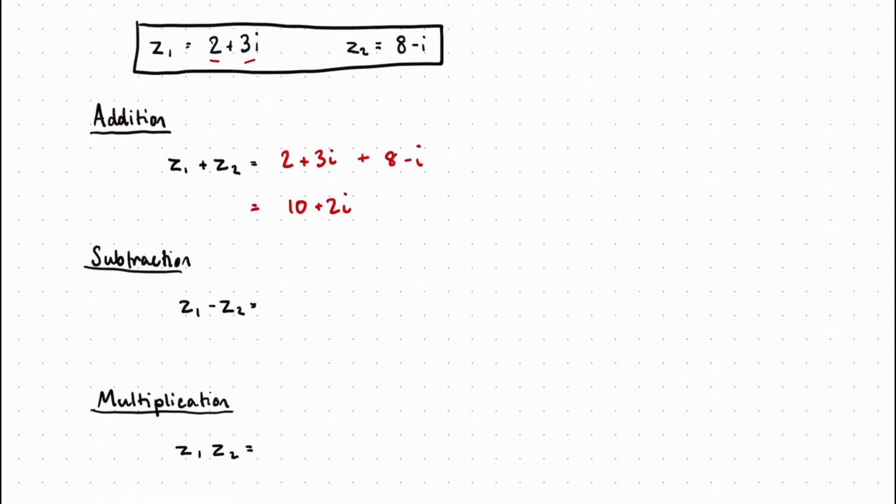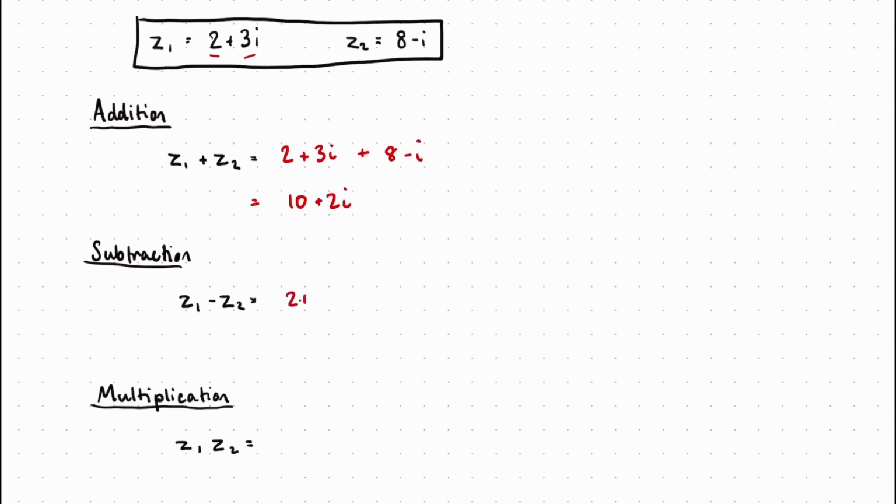Same with subtraction. So when I do 2 plus 3i minus, I'm just going to put this in brackets, 8 minus i, because I'm minusing all of 8 minus i, so I've got to remember what's going to happen with my double negative. 2 minus 8 becomes minus 6, plus 3i minus minus i becomes plus 4i. So addition and subtraction, just collect like terms.